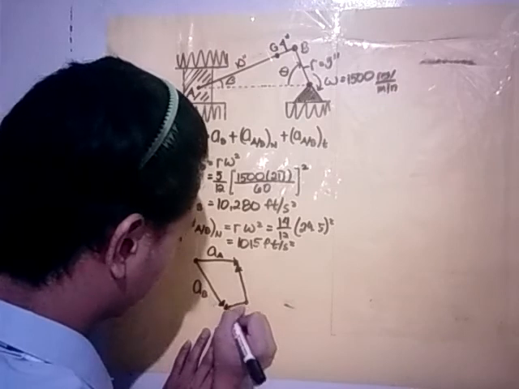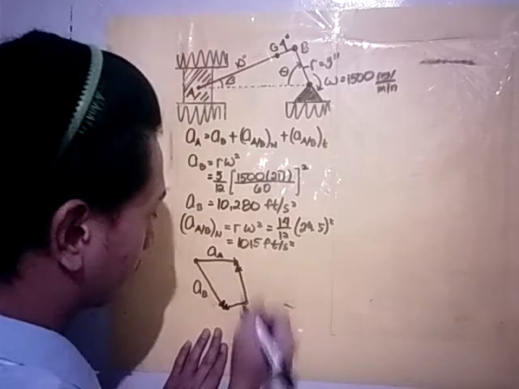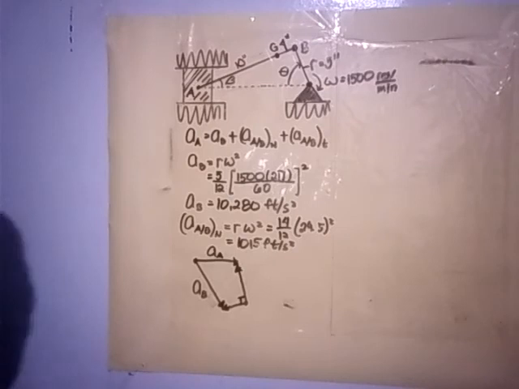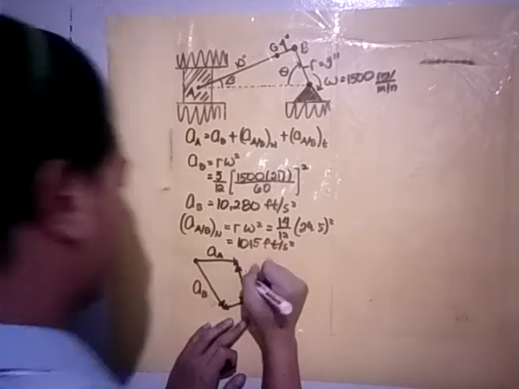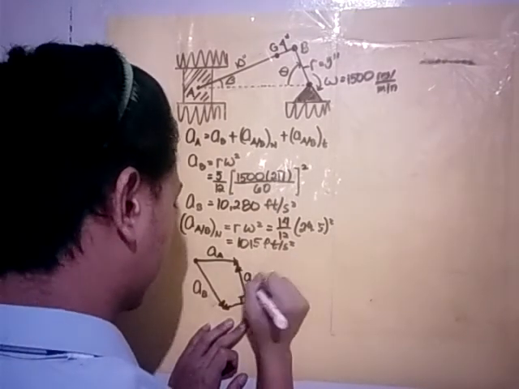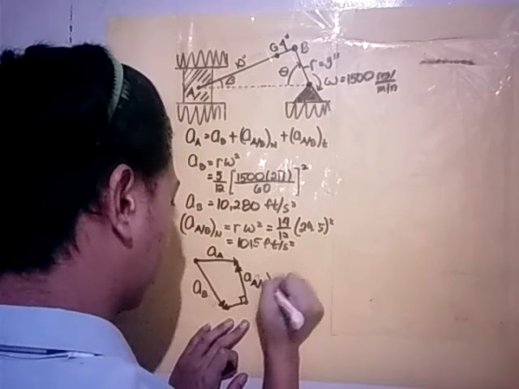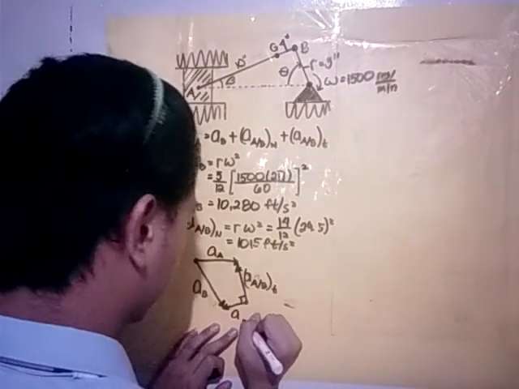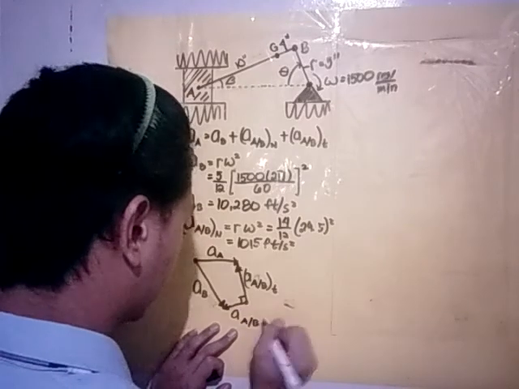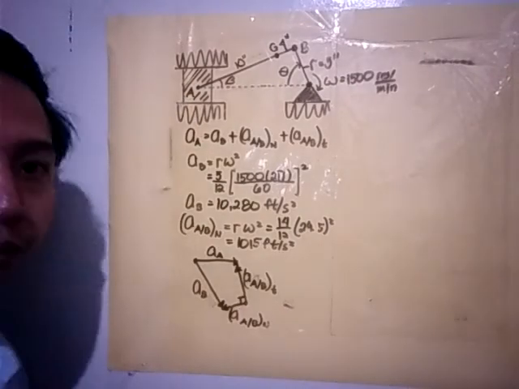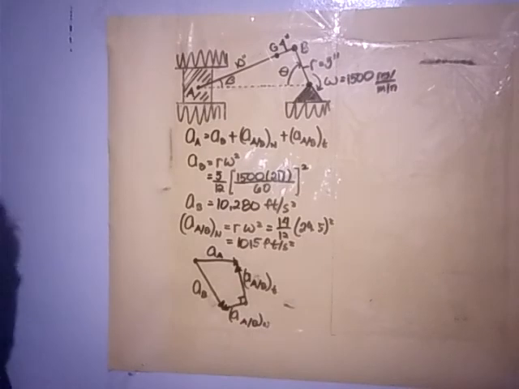So, this is that one. This is perpendicular, 90 degrees. So, this is my A, acceleration of A to B, tangential, and this is my acceleration A to B, normal.